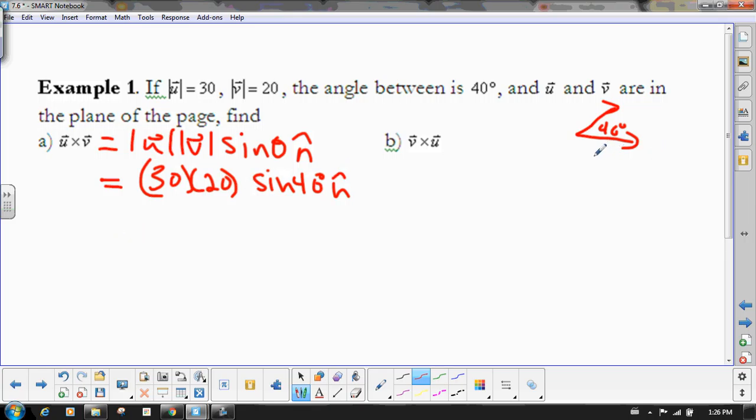So I'm saying that this here is u and this is v. This is really important for describing what's going to happen next. So this becomes 38.6 n hat. And based on my diagram, this would be out of the screen.